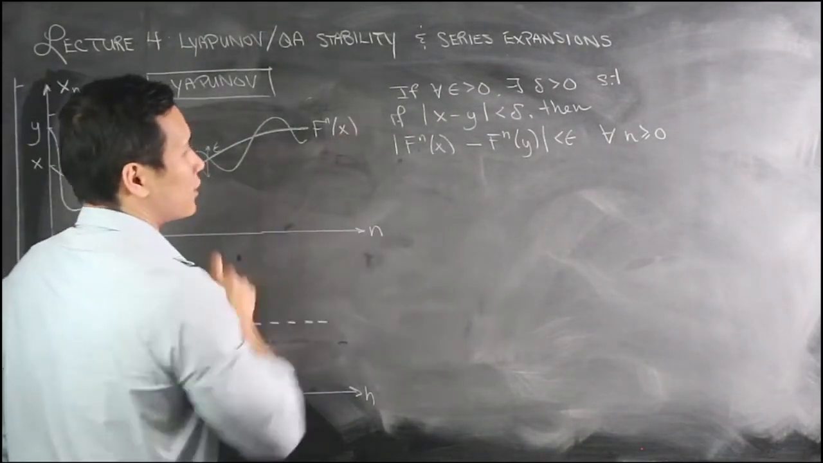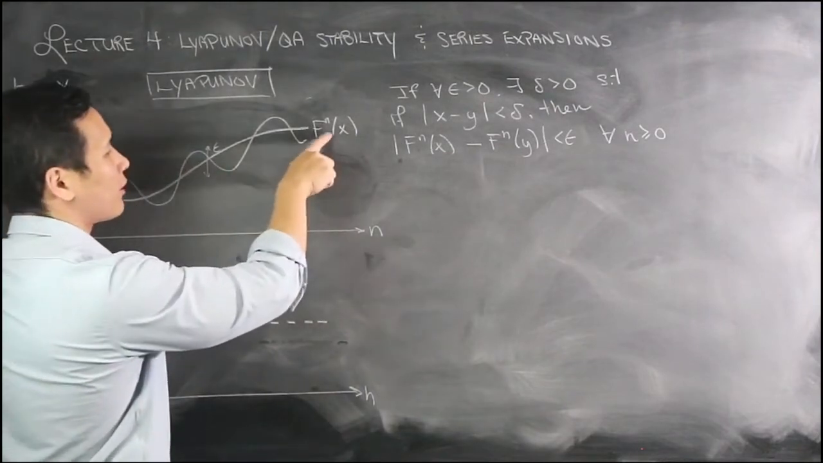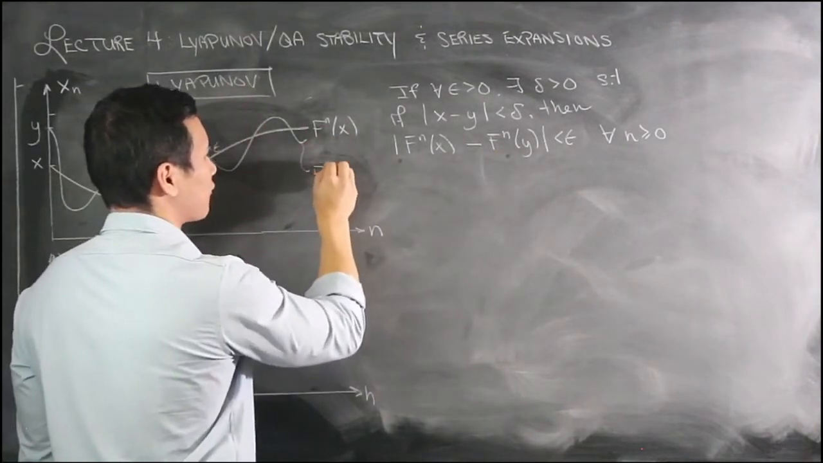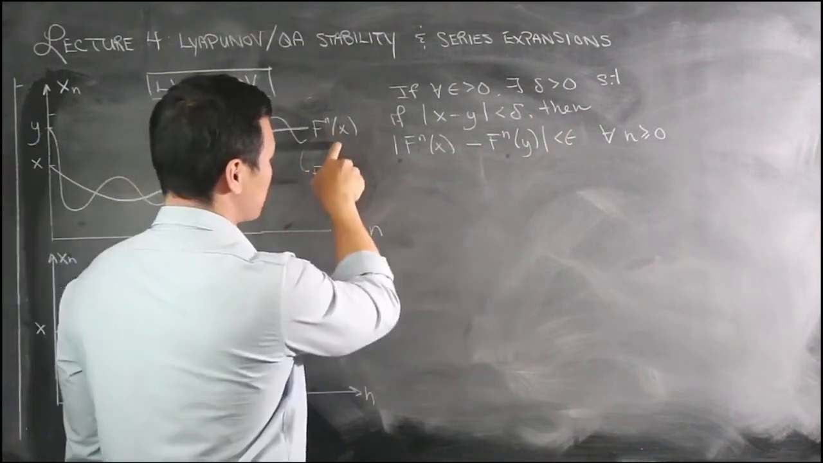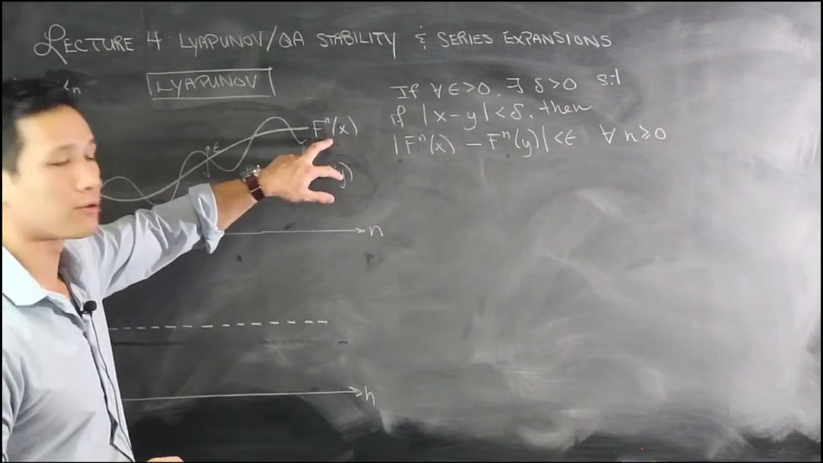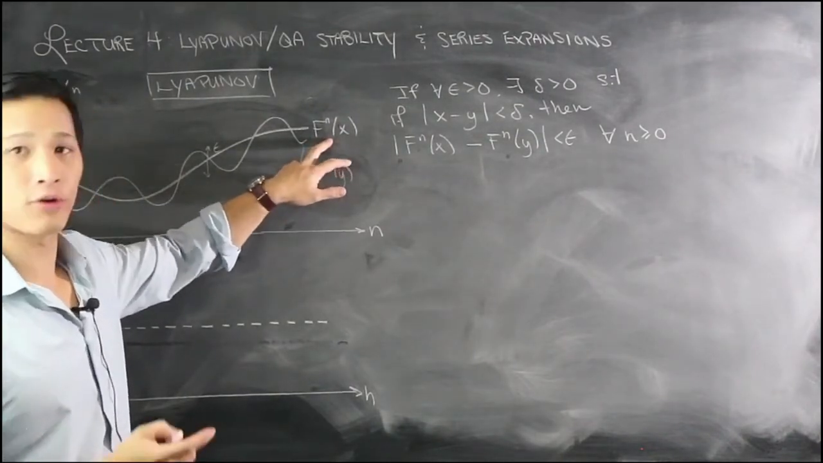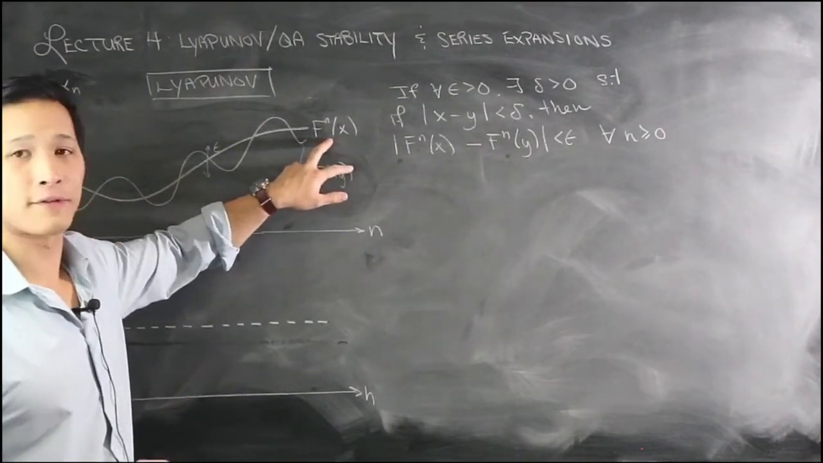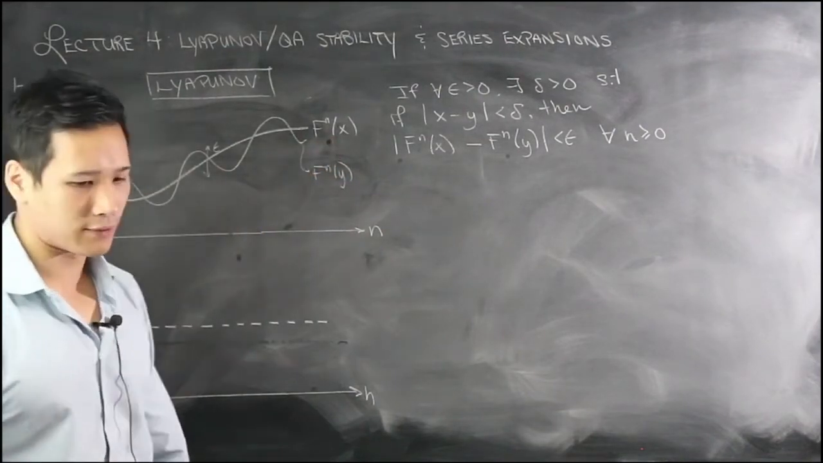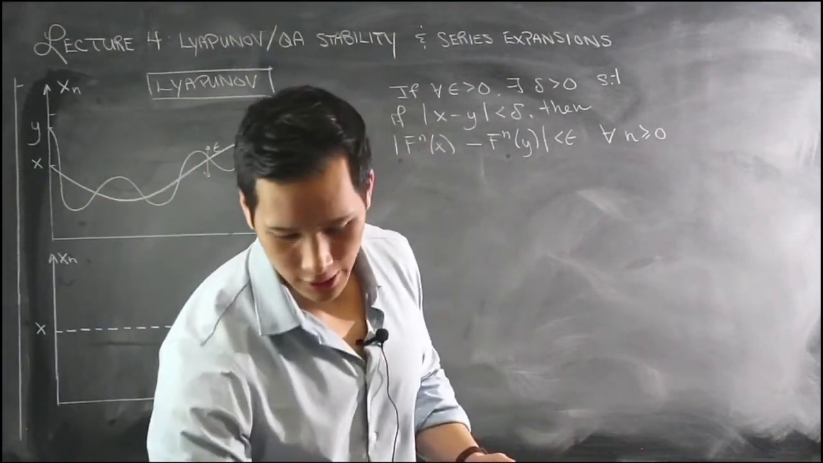Notice that this definition doesn't require that fⁿ of x and fⁿ of y, sorry, this graph here is fⁿ of y. This definition doesn't require that the gap between these two graphs tends to 0. You don't need it to tend to 0, okay? This is Lyapunov stable. All right, let's go to the next definition.